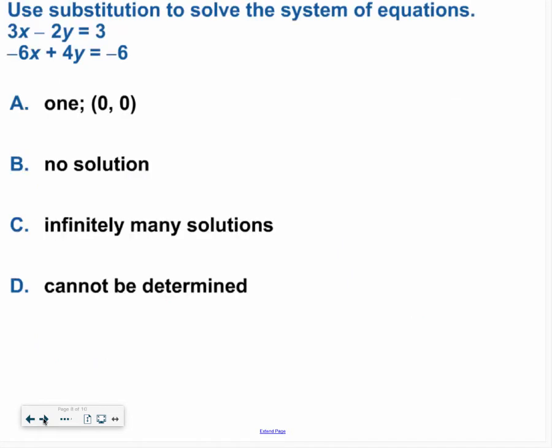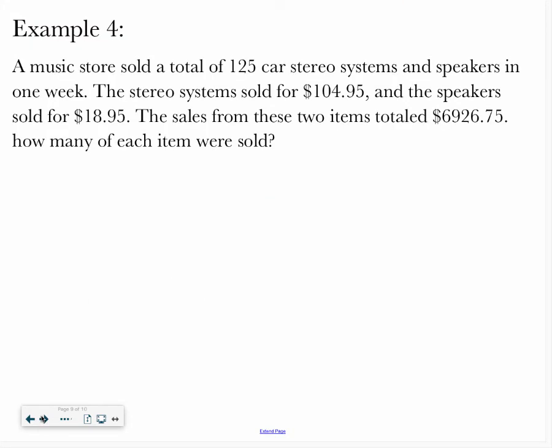Go ahead and try this first one on your own. Hopefully you determine that this one is also infinitely many solutions, because if you multiply everything by a negative 2, you get to the second equation. All right, let's look at our final example together.